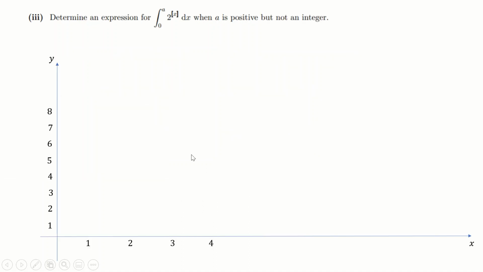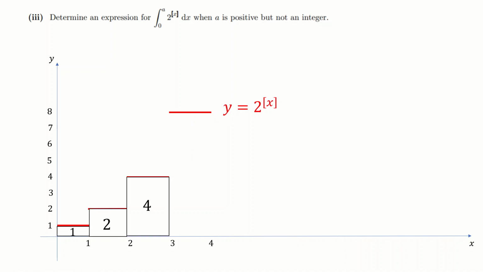Okay, very nice. Part 3. Determine exactly the same thing, but this time a is positive but not an integer. Okay, so we draw the same graph. This is the same graph I drew before, and I'm still talking about those rectangles: area 1, area 2, area 4, sorry, area 8. But now when I go all the way over here, this a isn't an integer, so a rectangle doesn't end on it.